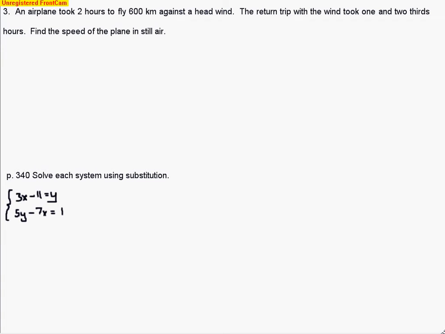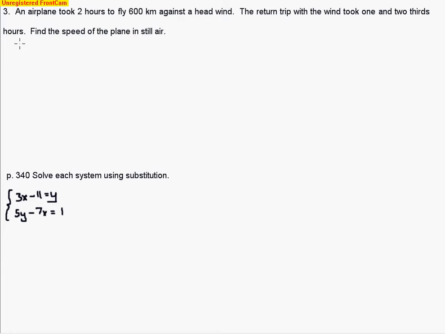This is a continuation on number 3 on handout number 1. And again, this problem is very similar to the last problem, number 12 on that handout for tonight's homework. So an airplane took 2 hours to fly 600 kilometers against a headwind.